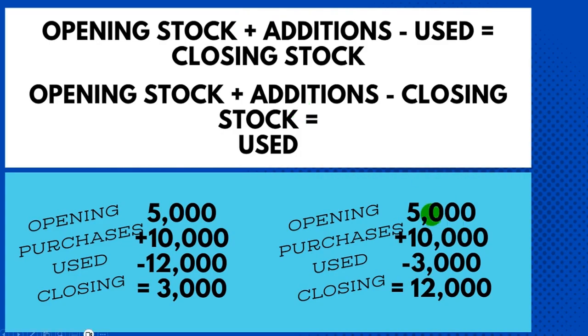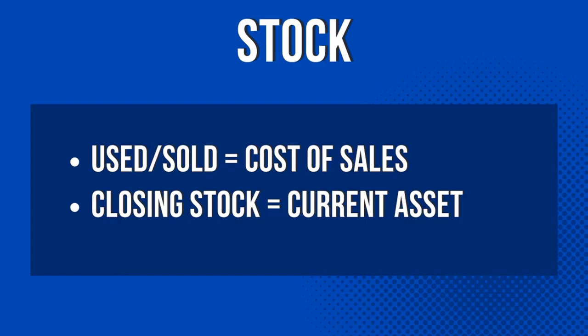So once we have our four figures, so our opening, our purchases, our used, our closing, we have to post those amounts to the accounts. And there's actually only two of the figures we need to post to the accounts. That's the stock used or sold, and also the closing stock figures. The stock used or sold will go to cost of sales on the profit and loss statement. The closing stock will go to the balance sheet as a current asset.